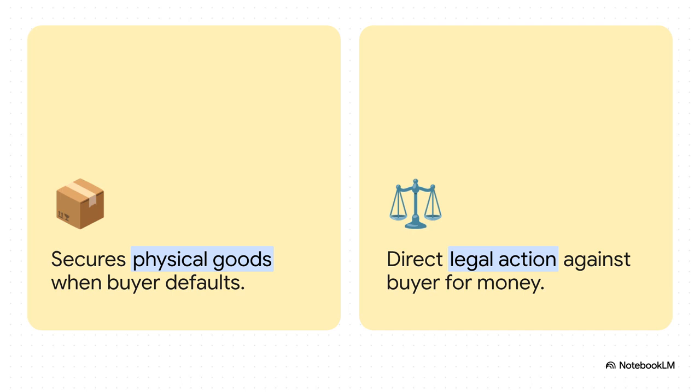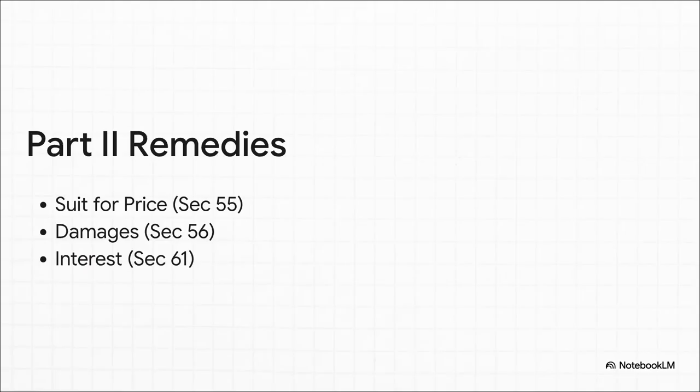I want you to read this carefully and really absorb it. By explaining this legal duality in your answer, you're going to write a vastly superior analytical paragraph. You are showing the KSLU examiner that you understand the true architecture of the Sale of Goods Act, that it provides a two-pronged shield for the seller. One shield guards the physical goods, while the other acts as a sword against the buyer's finances as an individual entity. Let's methodically break down these Part 2 remedies.